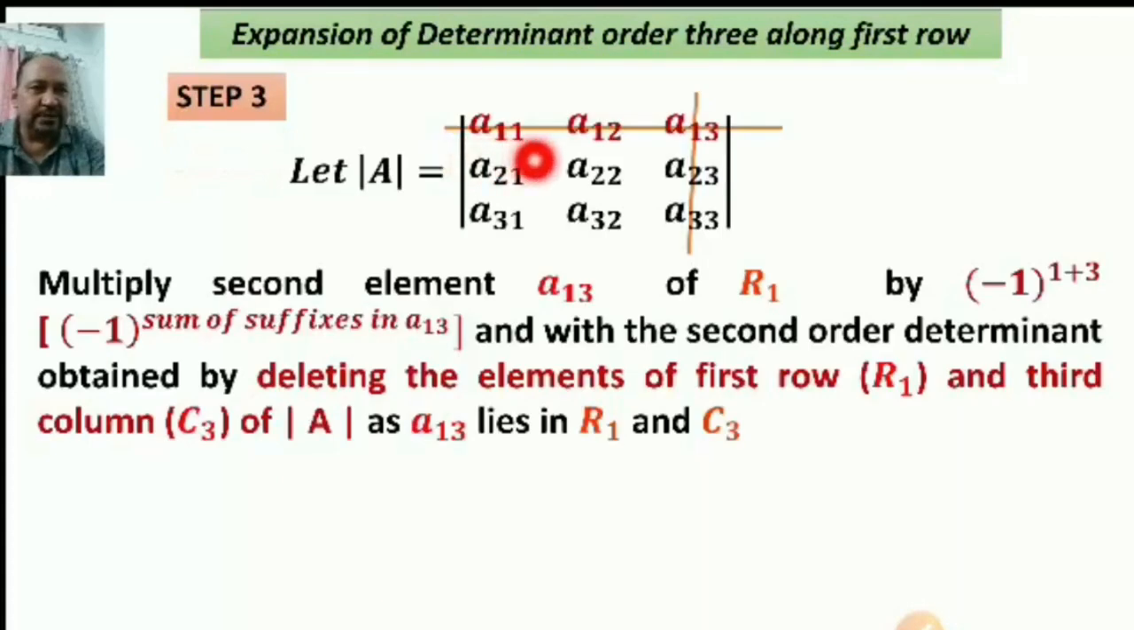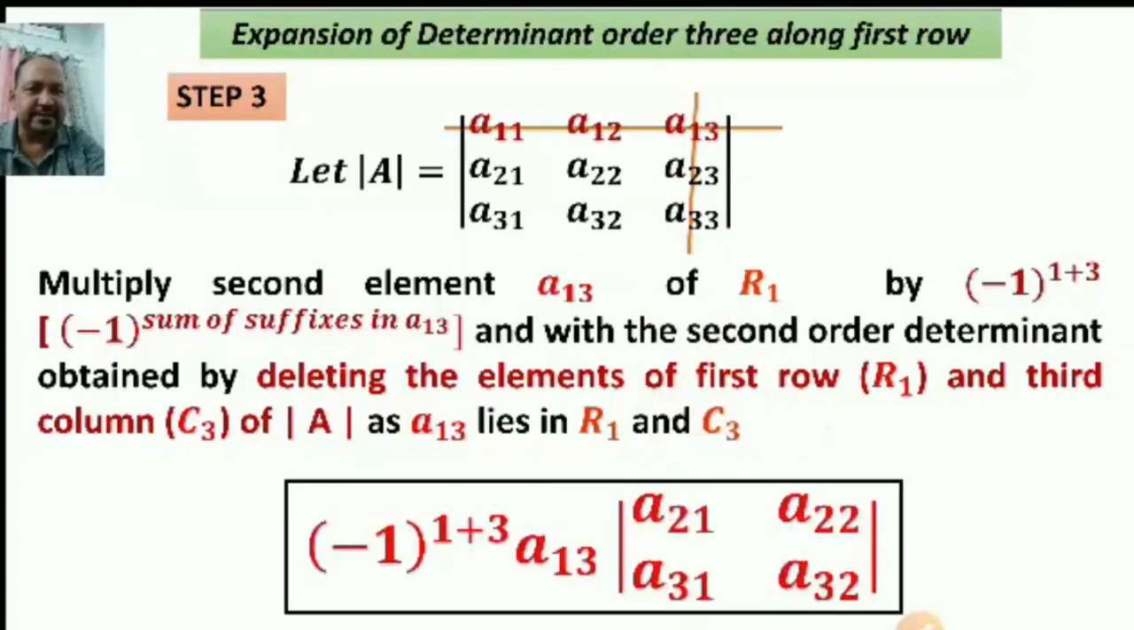Expansion of determinant of order 3 along the first row. Step 3: now you will take the first row and the third column. All the elements of the first row and third column will be cancelled out, and you will consider the remaining element of the determinant. The sign of this term will be -1 to the power 1 plus 3. 1 plus 3 makes 4, and -1 to the power 4 is a positive term. So you will get a positive term and expand like this.